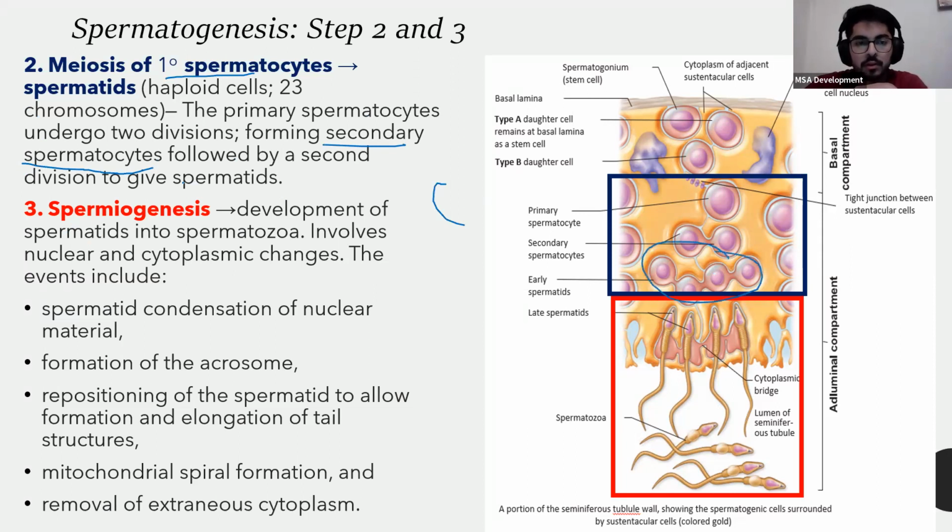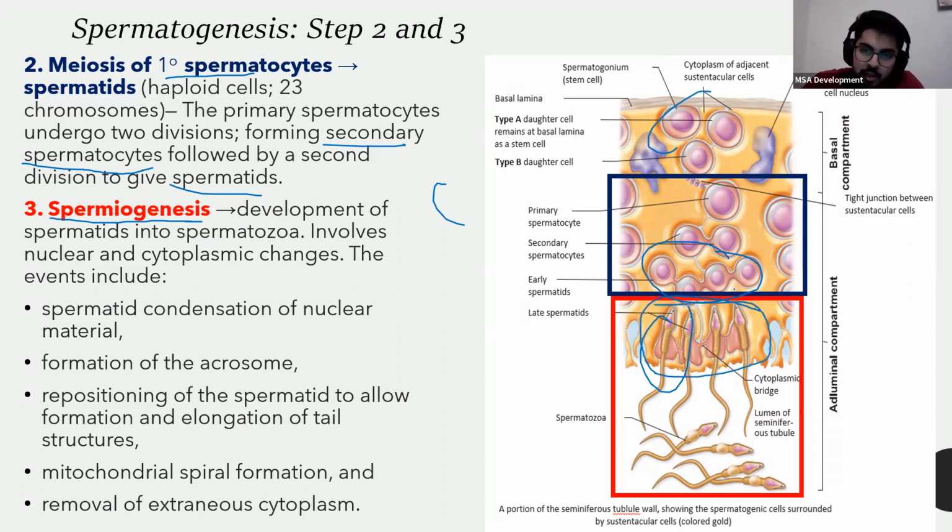These spermatids look nothing like sperms, and they look more like the spermatogonia than they look like sperms. So they have to undergo another step to actually look like the sperms that we know, and this step is spermiogenesis. So spermiogenesis basically happens between Sertoli cells here.